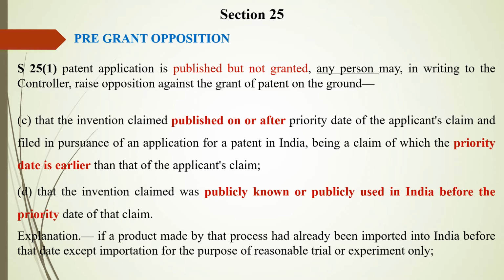Let's discuss other grounds as well. C. When a patent application claim is published on or after the priority date of the applicant's claim and filed in pursuance of an application for a patent in India, being a claim of which the priority date is earlier than that of the applicant's claim, that is, in case of a pending application. Maybe it has been published on or after the priority date of the applicant's claim, but actually it has a priority date earlier than the applicant's claim. Then pre-grant opposition may be raised against that patent application.